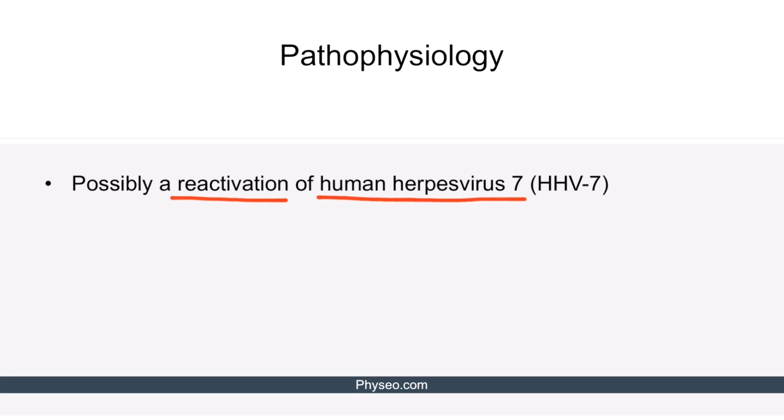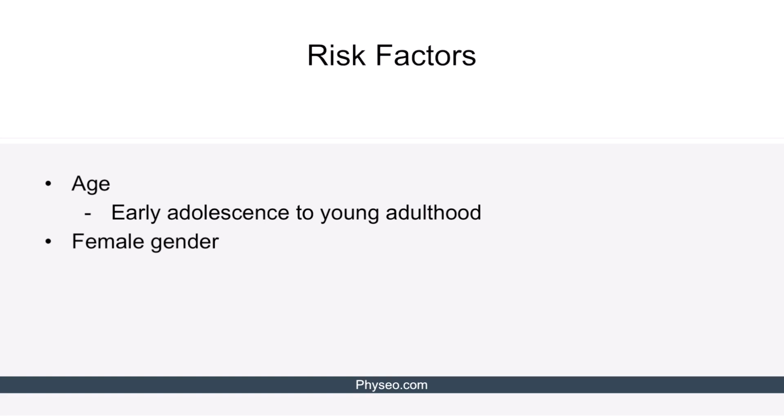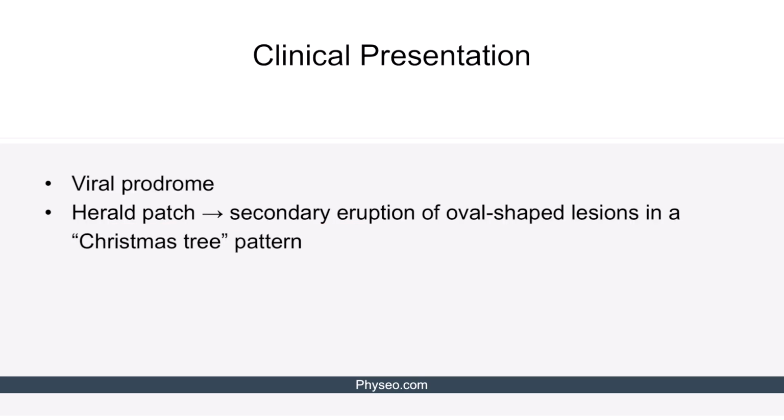Part of what makes us think this is that patients may get a viral prodrome before the rash appears. The age groups that tend to be most affected are early adolescence and young adulthood. There is a slightly greater prevalence of this disease in females when compared to males. As you can tell by these limited risk factors, we don't have a great grasp on what predisposes a patient to this. The clinical presentation of pityriasis rosea may begin with a viral prodrome.